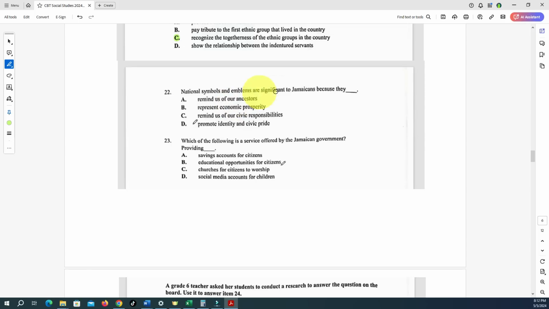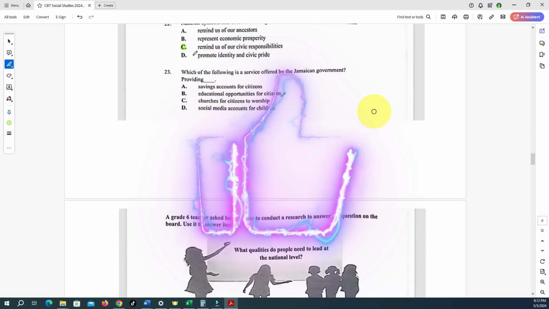22. National symbols and emblems are significant to Jamaicans because they remind us of our ancestors. It does that, yes. Represent economic prosperity. Can also, yes. Remind us of our civic responsibility. That is it. That's C.